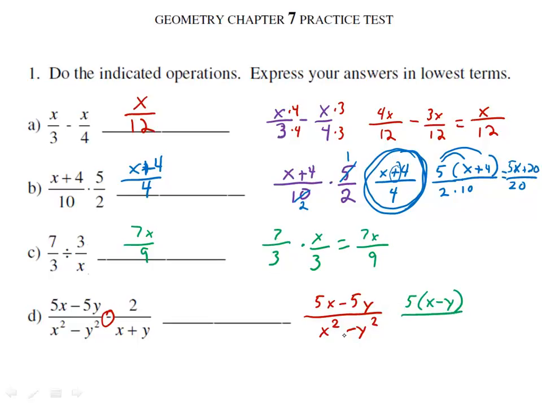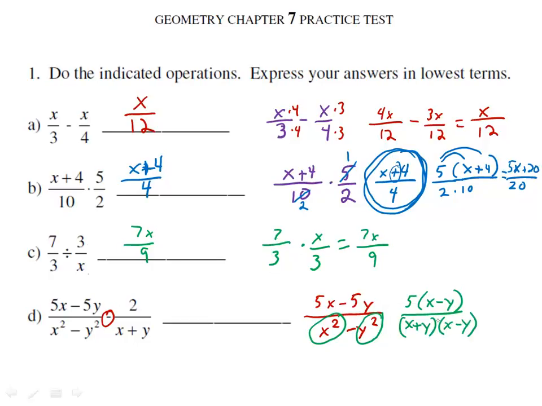How do you factor x squared minus y squared? Well, the key to that is recognizing this as a difference of squares pattern. I have a perfect square value for the first term, perfect square value for the second term, and subtraction in between. That means that this is how it factors. X plus y times x minus y.